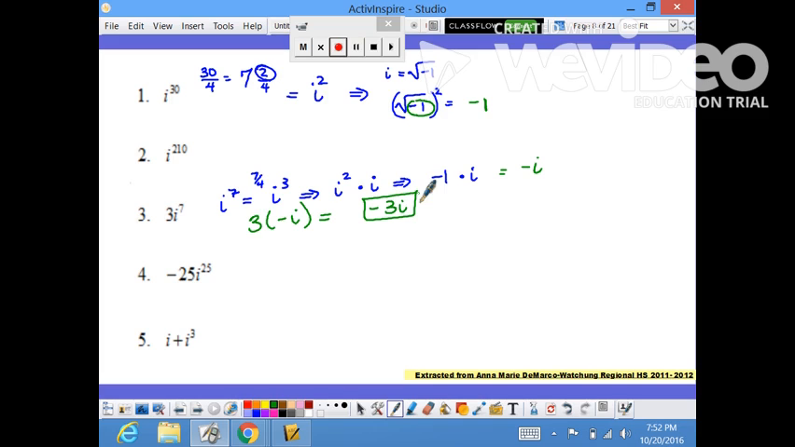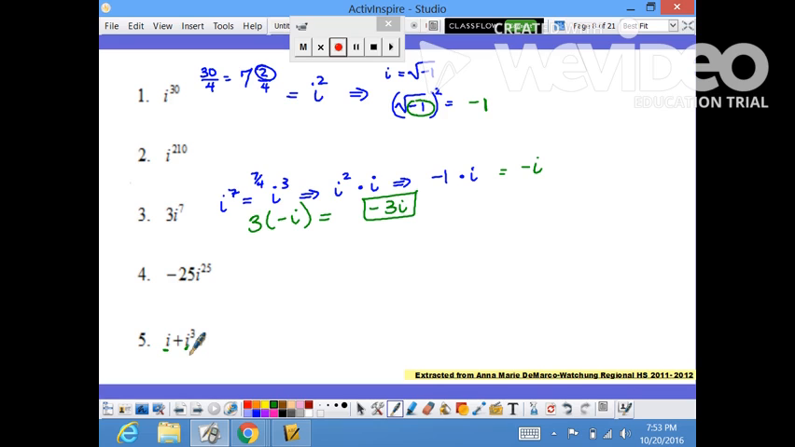Okay. Number 5, you can't add terms that are unlike. As we can see, you have an i here, but you have i to the 3rd power there. You can't add those together. So we have to find a way of simplifying them before we operate with them.